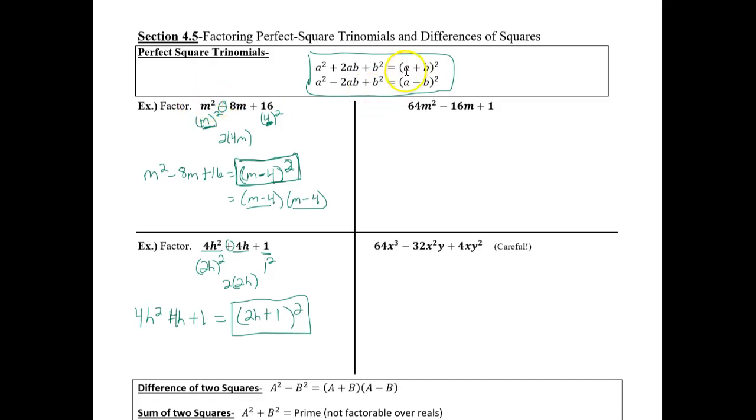So m squared, the square root would just be m. 16, the square root would be 4. So that's where we get our a and our b. If the sign in the middle is positive, the sign in the middle here is positive. If the sign in the middle is negative, the sign in the middle here is negative. So go ahead and try these two, and notice I have this be careful here. Think about what you should do first in any factoring.